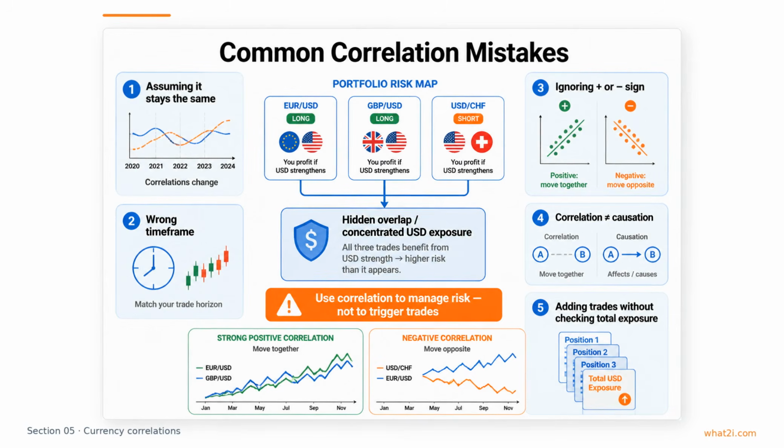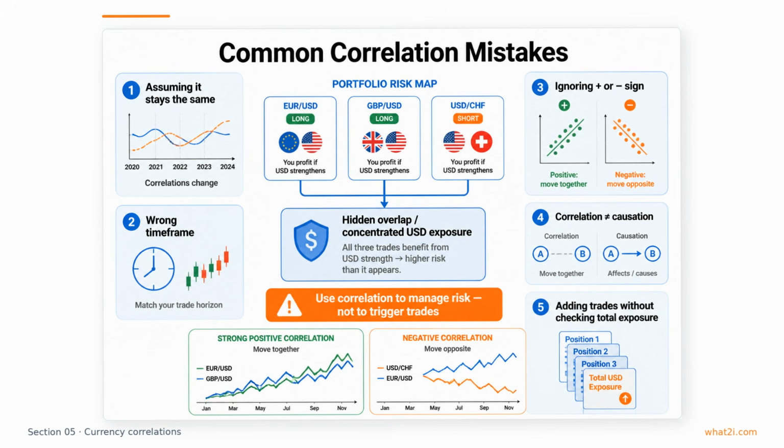The biggest mistakes with correlation usually come from using it too casually. Traders may assume the relationship is permanent even though correlations shift over time. Others use a time frame that does not match their actual trade horizon, which weakens the value of the data. Some ignore whether the relationship is positive or negative, and others mistake correlation for causation, as if one pair must be driving the other. A very common risk management error is adding several trades without checking total overlap. Used properly, correlation is not a trade signal by itself. It is a way to understand and control portfolio exposure.